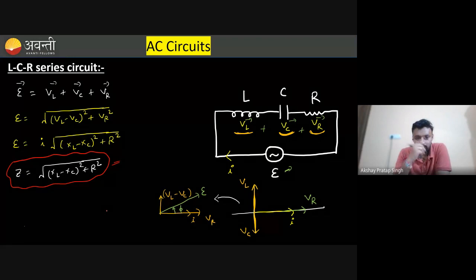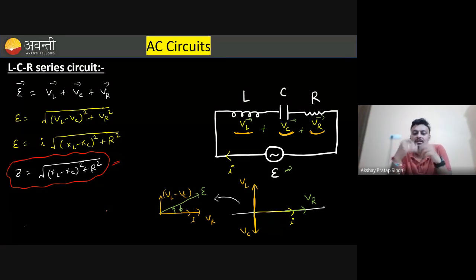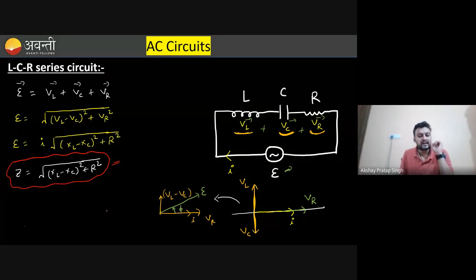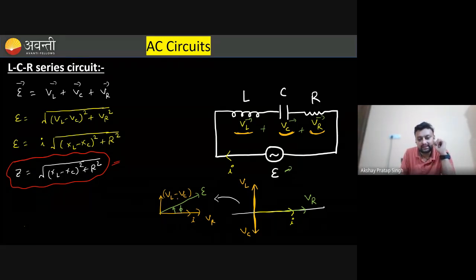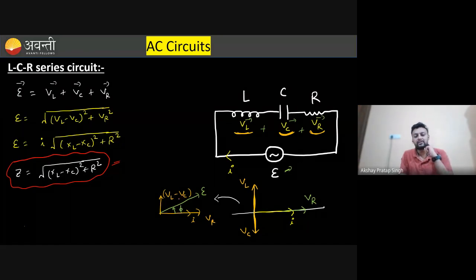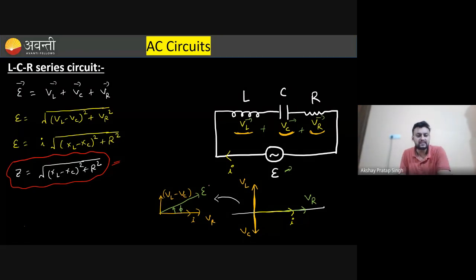Now one more thing. Who is leading? According to this diagram, what I have assumed, you can notice that I have assumed that VL is greater than VC. That's why EMF is coming in the upward direction. What if VL is less than VC? So we will do these cases.